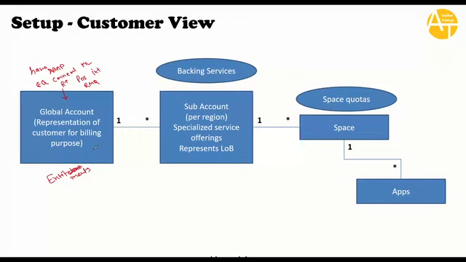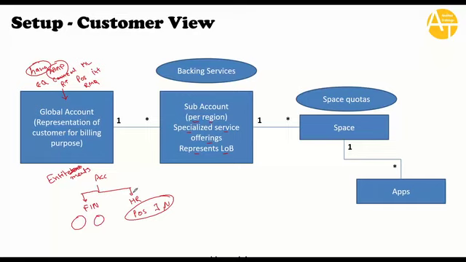Now to do that, I need to have a sub account. So a sub account is per region, point one. Yes, and it is a specialized service offering, represents LOB, line of business. So let's say I am Accenture and I have right now two departments. One is HR and one is finance. So in finance department, I will give HANA and ABAP. I will allocate these two resources here. But in HR, I will give PostgreSQL and Java and Node.js runtime to build them applications.